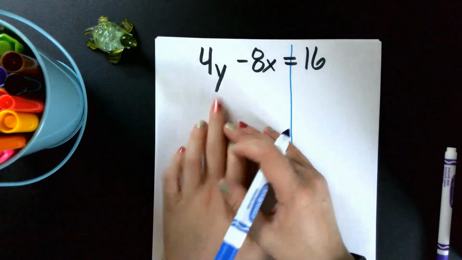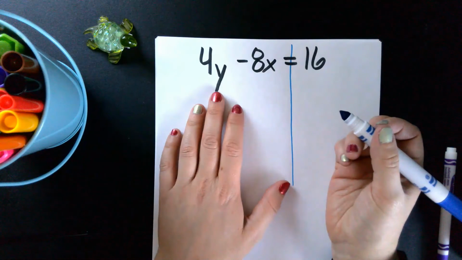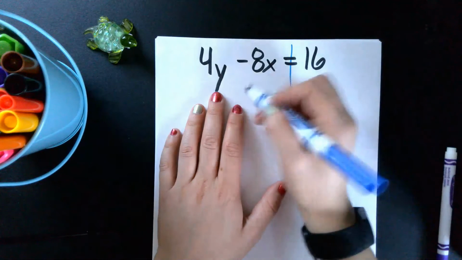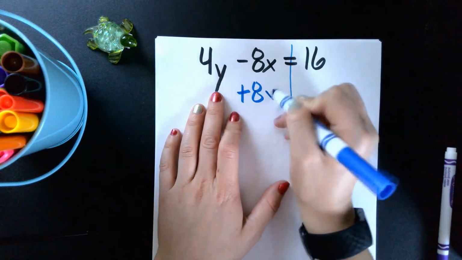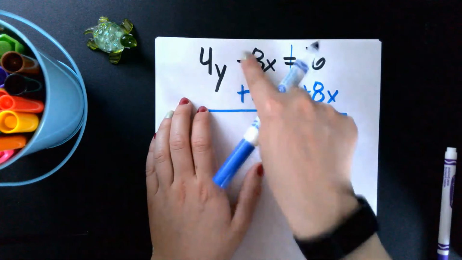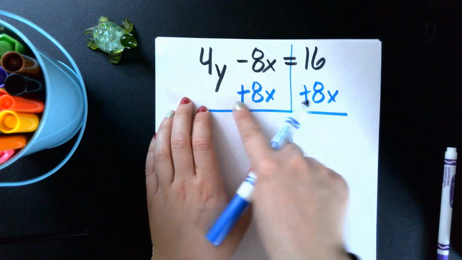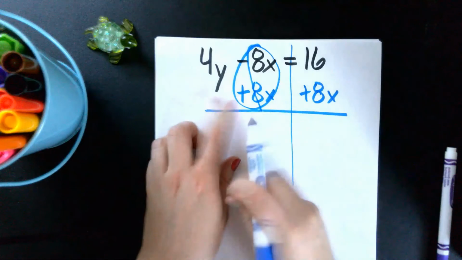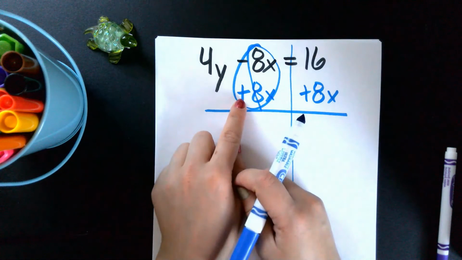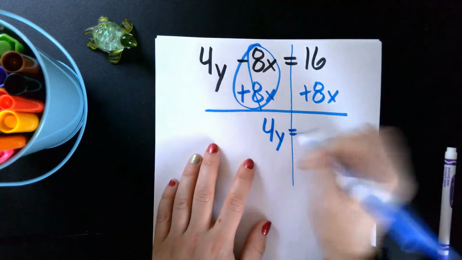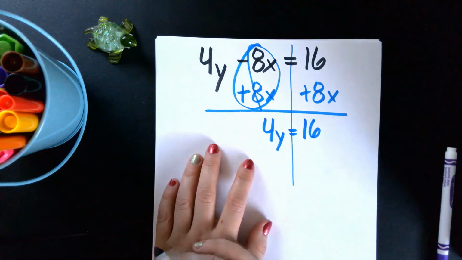If I want to get y all by itself, what's currently bothering my y? The negative 8x's, and that's a problem. So let's get rid of him first. So first thing I'm going to do is I'm going to add 8x to both sides. Remember, we talked about this over and over and over again. These need to be opposites. Negative 8x minus 8x isn't 0, it's negative 16x. If you want to create a big fat 0 pair, you need to do opposites. Always opposites. So the next thing that's left is 4y equals 16 plus 8x, sorry.